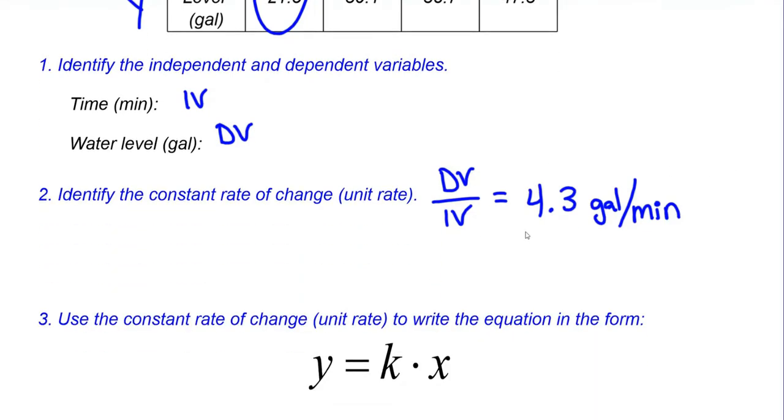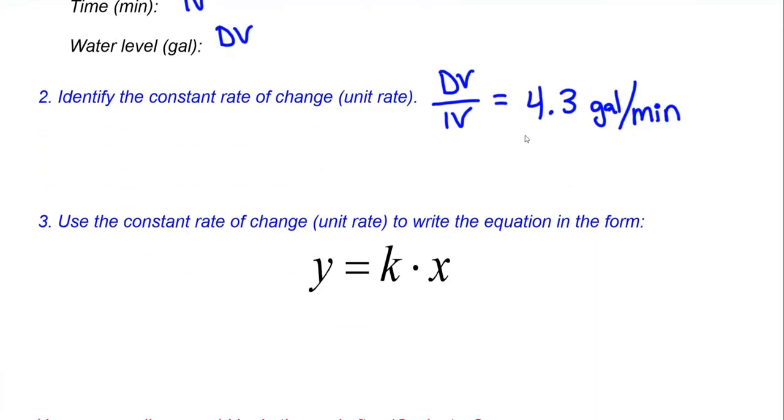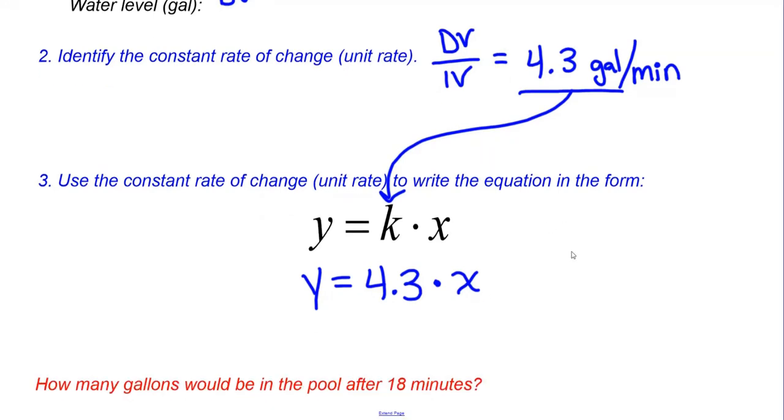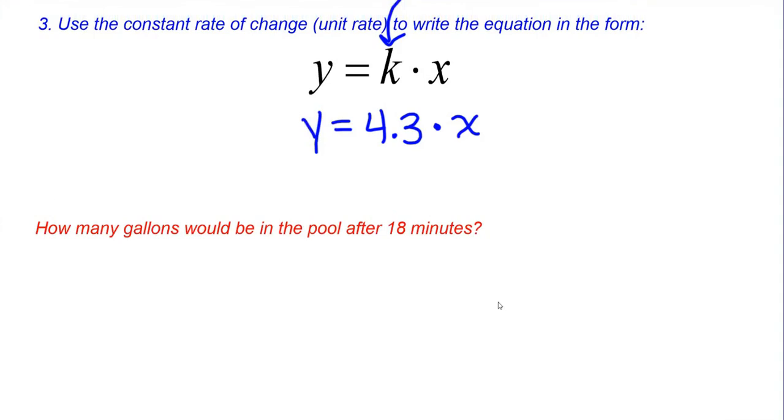That's my unit rate. Now I can use that unit rate right there to write an equation. So the water level is going to equal 4.3 times the number of minutes that it has been filled. So how many gallons would be in the pool after 18 minutes? So I can use my newly written equation.